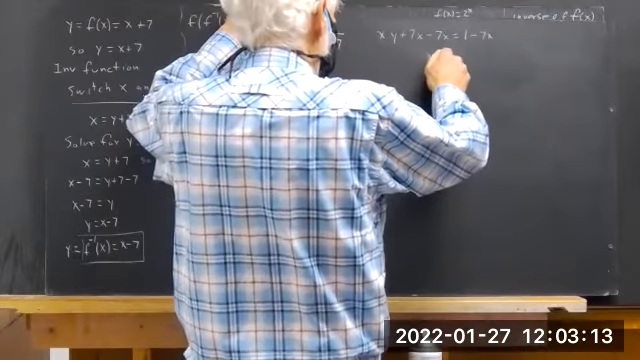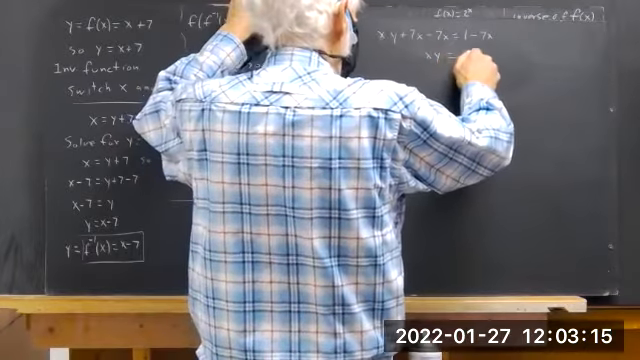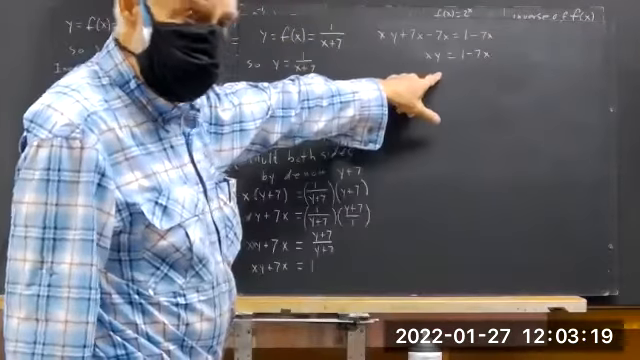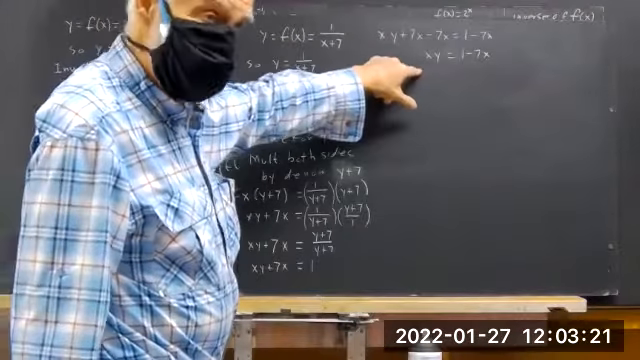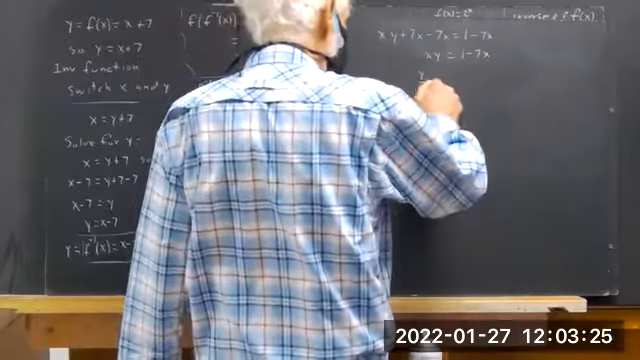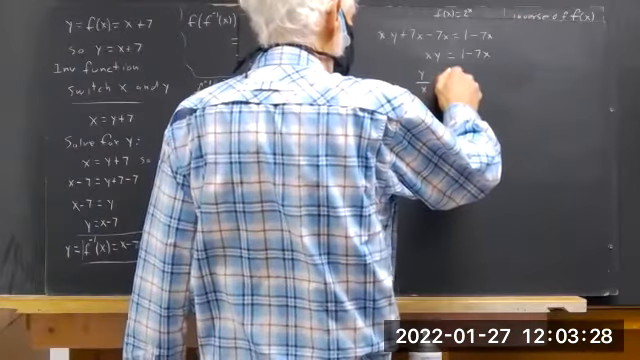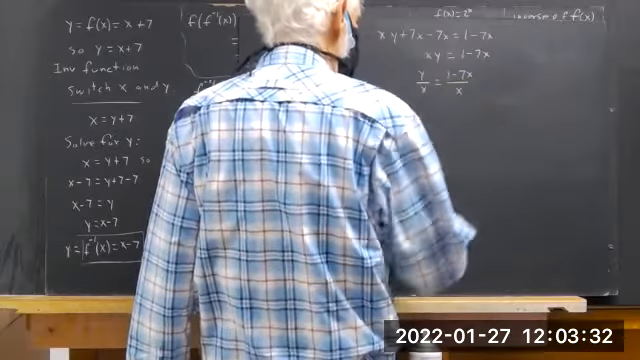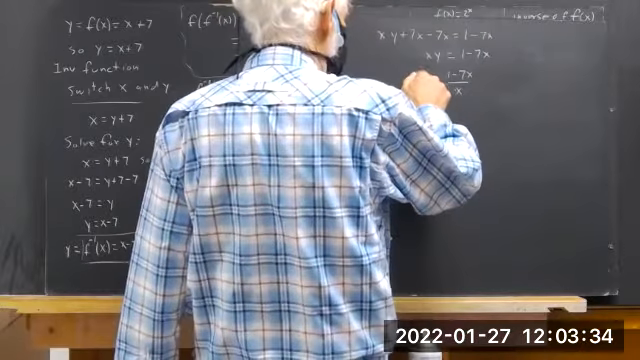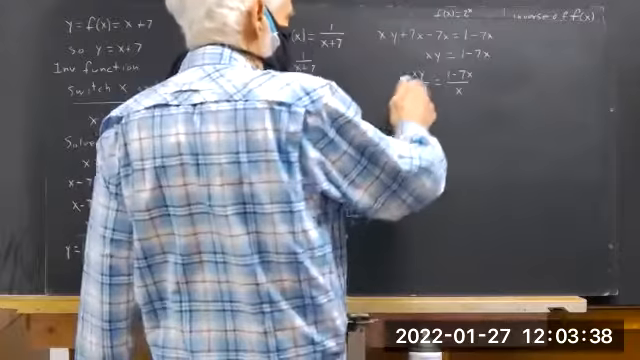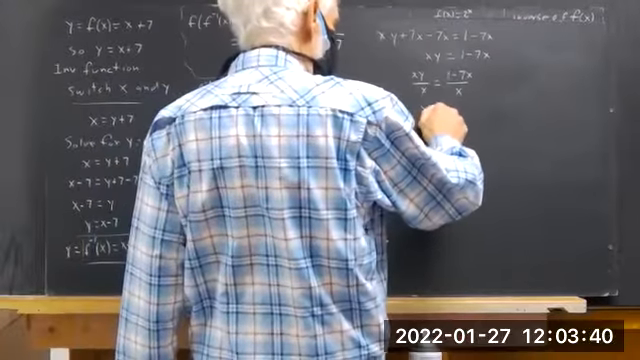So xy equals 1 minus 7x. How am I going to solve for y? I divide both sides by x. It's xy divided by x. If you divide xy by x, you end up with y.